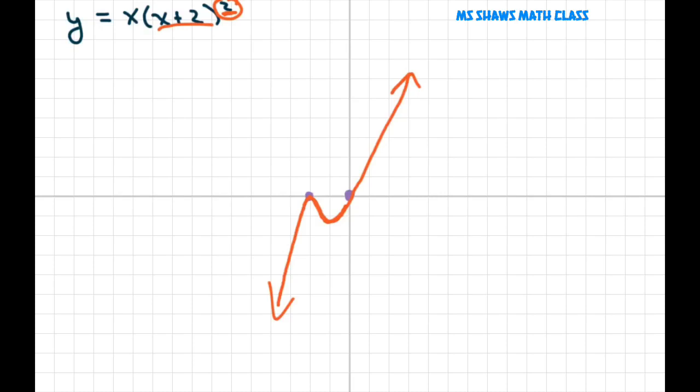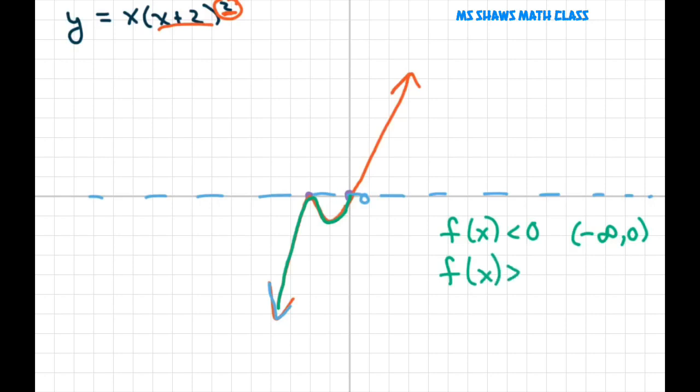Now let's discuss where y is negative. Well, this is 0 here, so y is negative below this line. So y is negative from negative infinity, it's still negative, my y values, all the way to 0. So my y, or f of x, is negative from negative infinity to 0. Now my y is positive from right here. Where is y above this line? So it's from 0 to infinity.